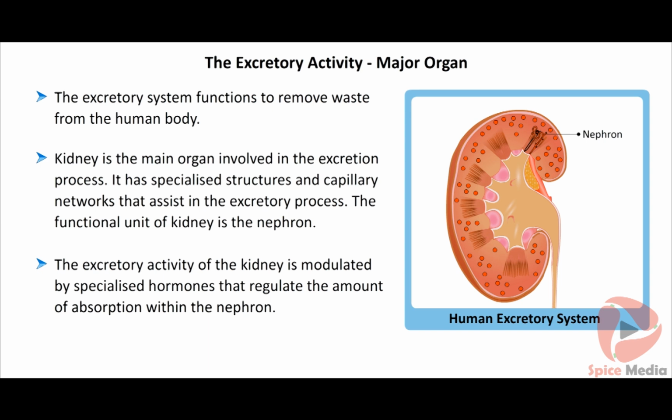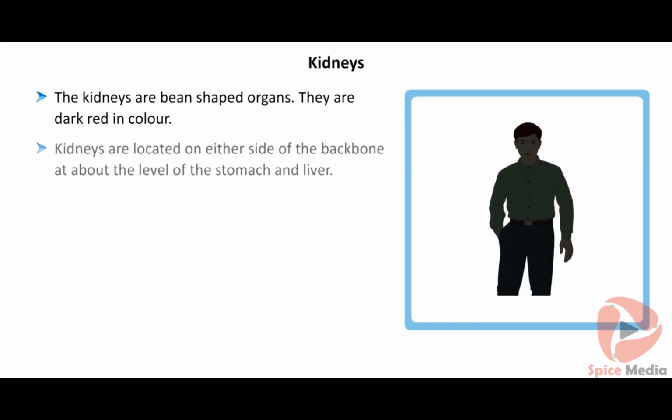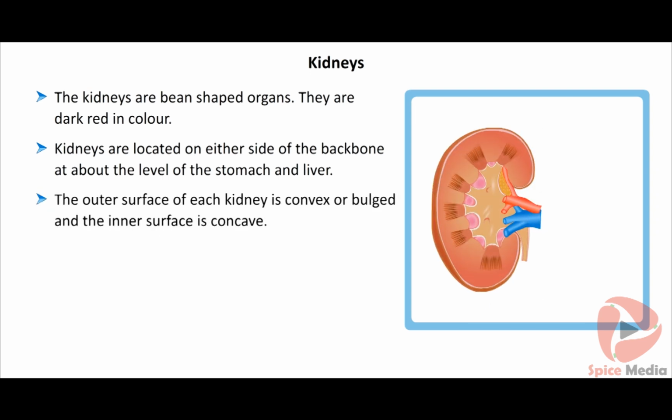The excretory activity of the kidney is modulated by specialized hormones that regulate the amount of absorption within the nephron. The kidneys are bean-shaped organs. They are dark red in color. They are located on either side of the backbone at about the level of the stomach and liver. The outer surface of each kidney is convex or bulged, and the inner surface is concave.